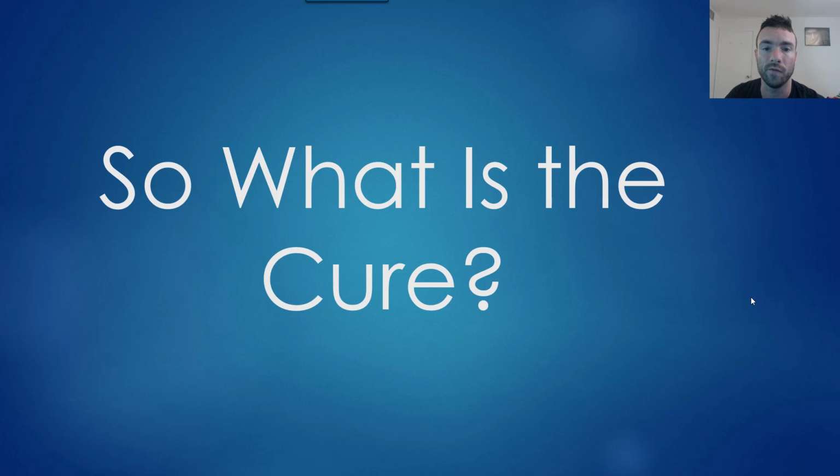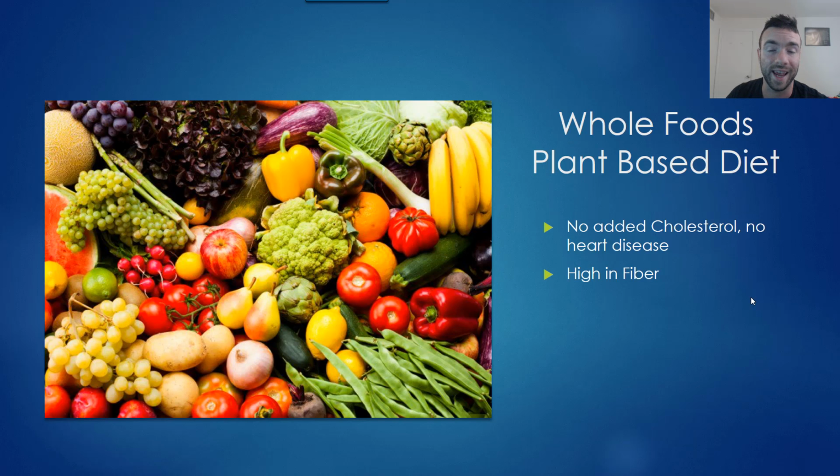How do you prevent yourself from getting it? The answer is a whole foods plant-based diet. If you don't add extra cholesterol to your diet through animal products, then you substantially decrease your risk for heart disease and get it close to non-existent. As evidenced by the graph in the previous slide, where a study took a bunch of people and measured rates of heart disease in the population.